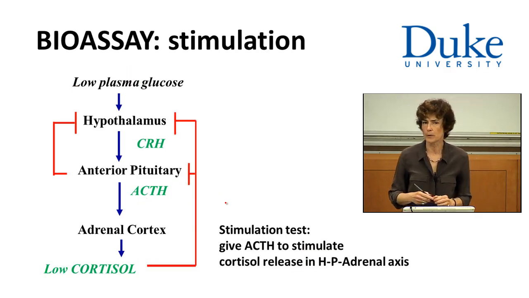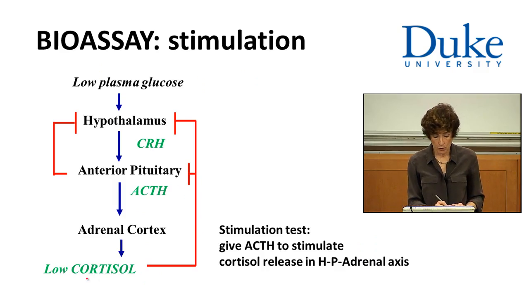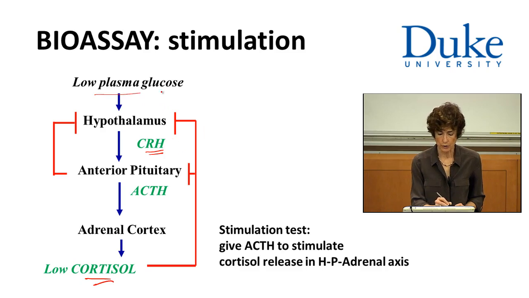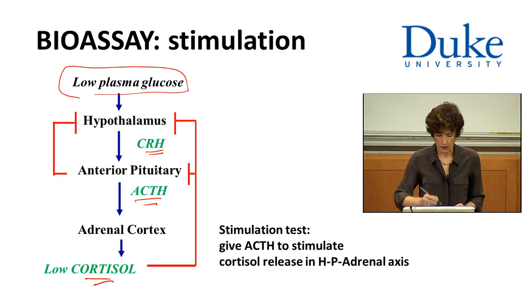Let's look at a case where we have the opposite, where we have low cortisol levels. The hypothalamus secretes CRH due to the low plasma glucose, and we should have ACTH, but we have low cortisol.